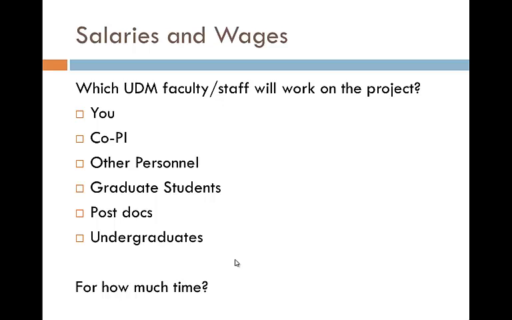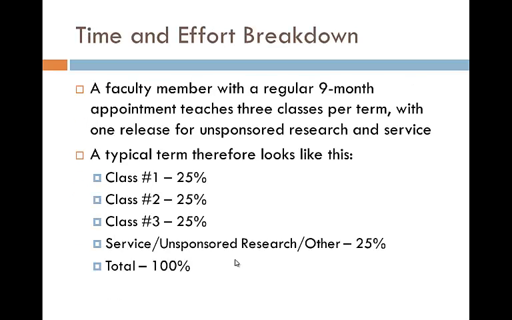For how much time? When thinking about how much time you're going to spend on the project, consider your regular workload. A faculty member with a regular 9-month appointment teaches 3 classes per term with 1 release for unsponsored research and service. A typical term, therefore, looks like this.